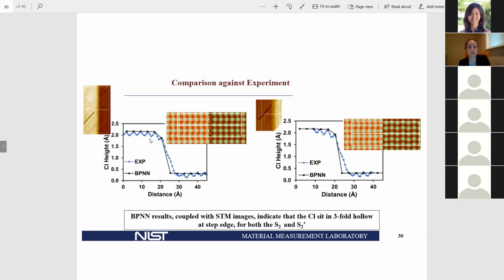And this is true for both the S2 type structure and the S2 prime structure. So this is a very nice application of the neural network results, because it allows us to look at multiple structures that are too large to easily optimize and randomize with DFT.